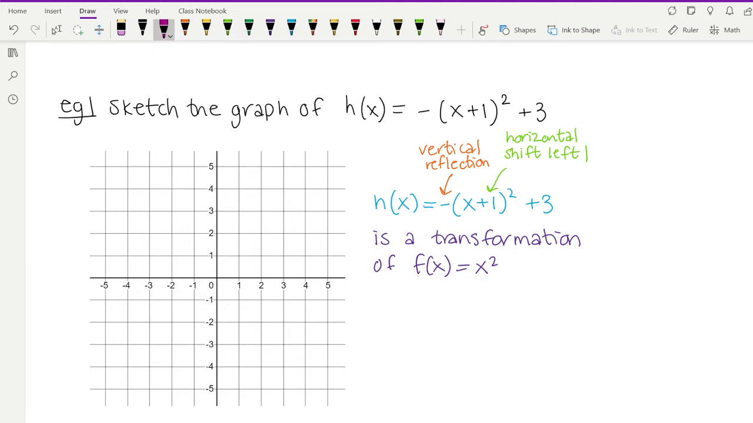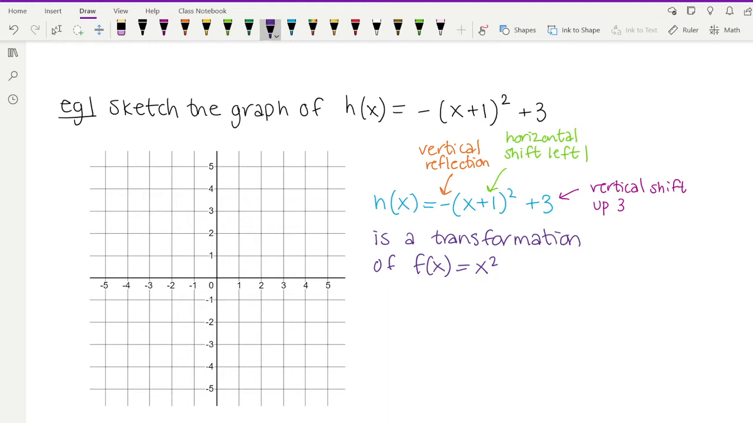On the other hand, here we're adding 3, so we're adding a number, so it's going to be a shift, but this time we're not adding it to x, we're adding it to the function as a whole, and so this is going to be a vertical shift. And vertical shifts are a little bit more straightforward, they work the way you would expect, and so in this case, plus means up, it goes up by 3.